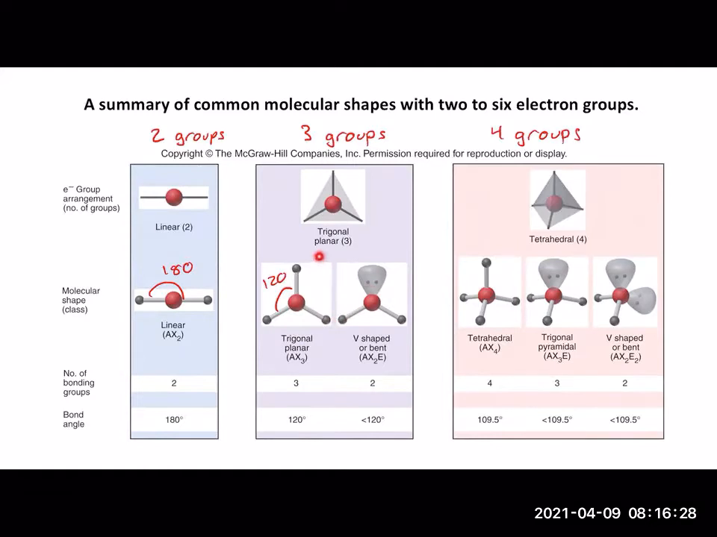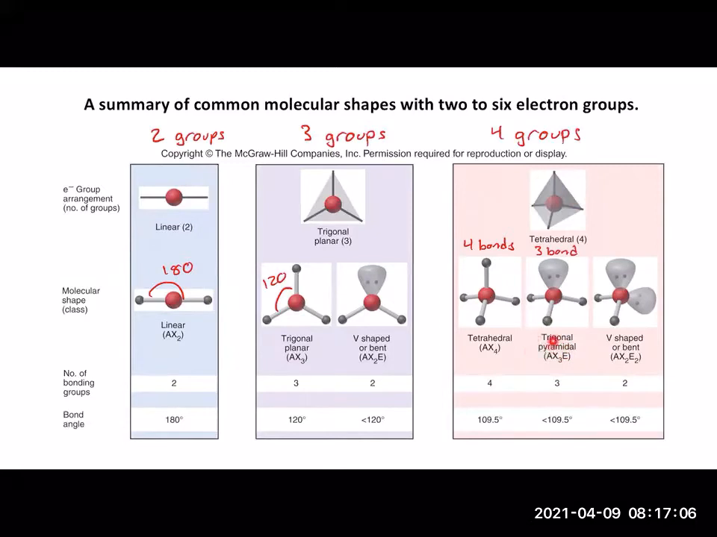So for our three group geometry, trigonal planar, we can either have a trigonal planar molecular geometry or a bent shape molecular geometry. And then when we have four groups, we end up with a tetrahedral. If all four of those groups are bonds, so I have four atoms, then I'd have a tetrahedral shape. If I have three bonds and one lone pair, we end up with trigonal pyramidal.